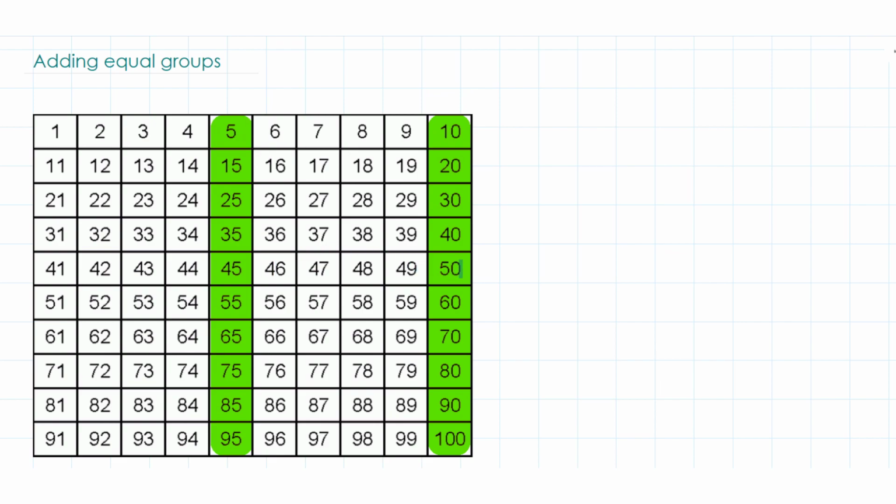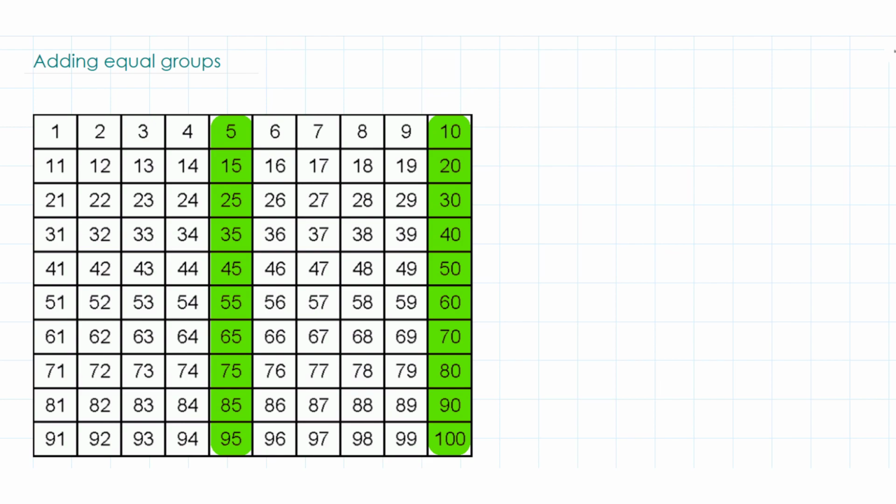And we'll stop there. Now we're going to count back from 50 in fives. Are you ready? 3, 2, 1. 50, 45, 40, 35, 30, 25, 20, 15, 10, and 5.